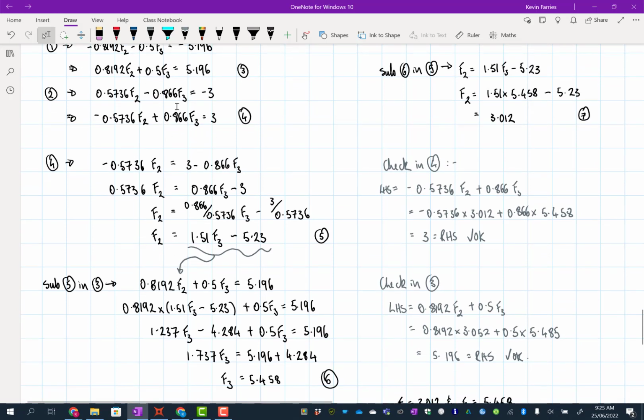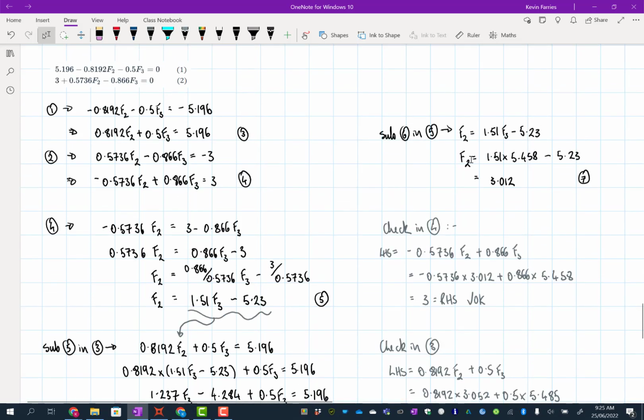Okay, so we used 4 first, so we substitute that back into 3. The whole reason for doing that is to try and get one equation with one variable in it. So we've got this F2, but we write that in terms of F3 so that we've got an equation that just has F3 in it. Then we can use normal algebra just to figure out what F3 is. Then we substitute that back into equation 5, and that way we get the other value.